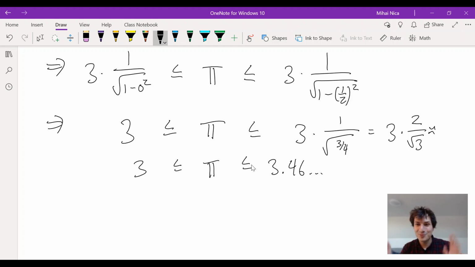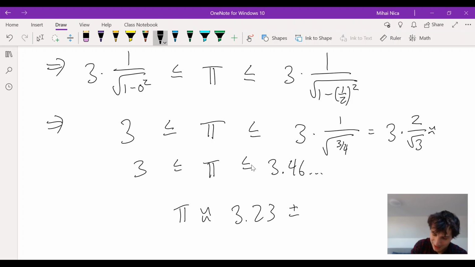Okay, so kind of a pretty crappy estimate. Another way to write this is pi is approximately 3.23 plus or minus 0.23, something like that. So it's a kind of a crappy estimate for pi, but it is an estimate for pi. And I think when I was learning math, this was the first rigorous estimate for pi I'd ever seen.